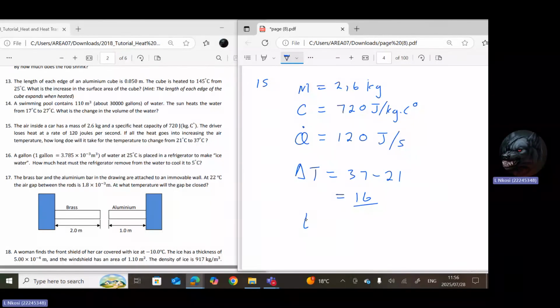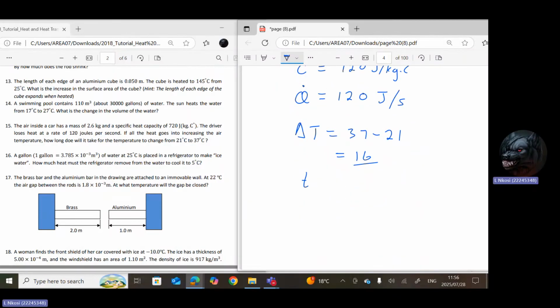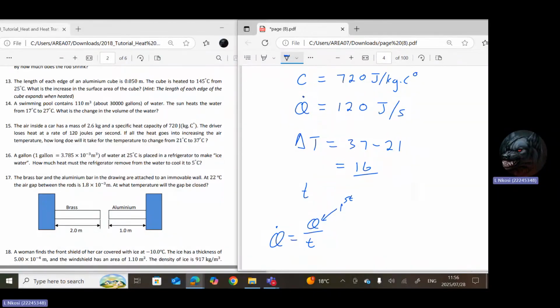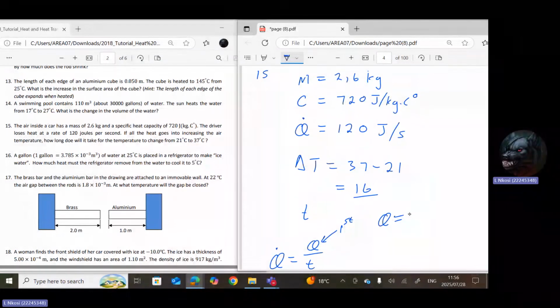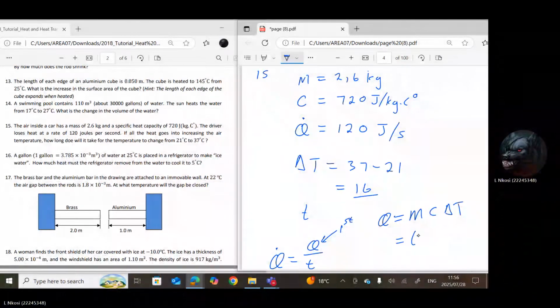So let us finish. To find the time, as I told you, it's heat transfer, the heat over the time. So first we must find the heat. The heat needed now will be the specific heat times the temperature change. It's the mass times c times change in T. The mass of the air is 2.6, c is 720, and change in T is 16.